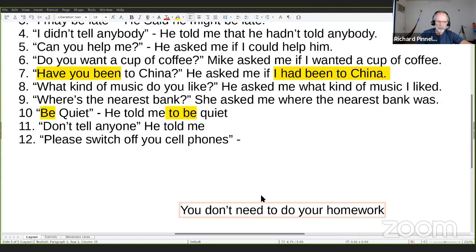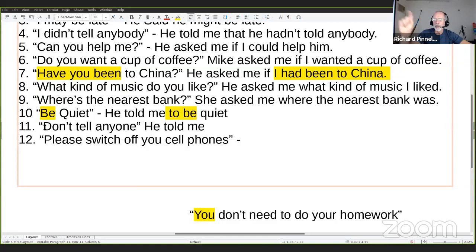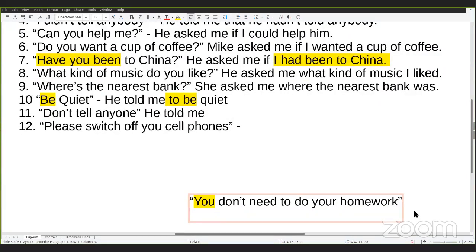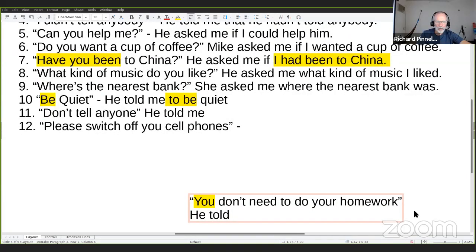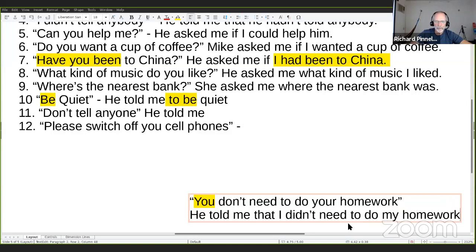This could be direct speech. So this is present simple because it has here a subject. But in this case, there is no subject. It's not you don't tell anyone. It's don't tell anyone. It's a command. So when we have you don't need to do your homework, he told me that I didn't need to do my homework. In this case, we're going to use didn't because this is present simple, past simple.